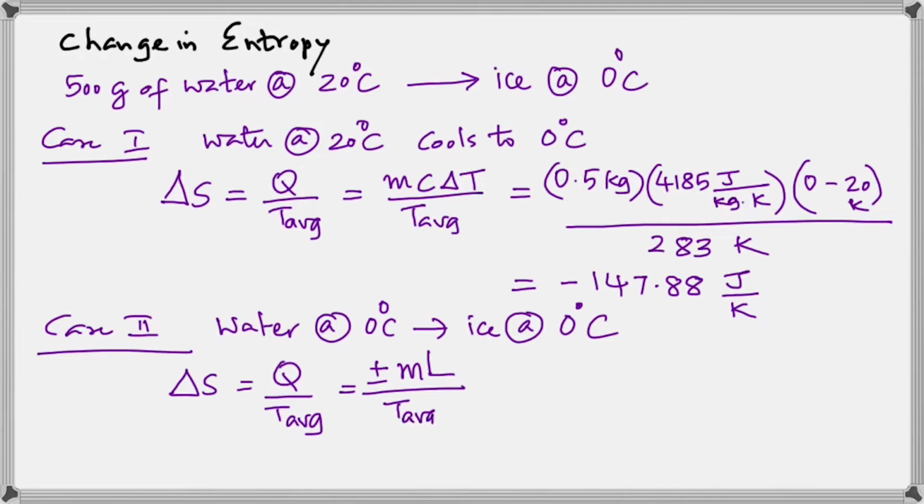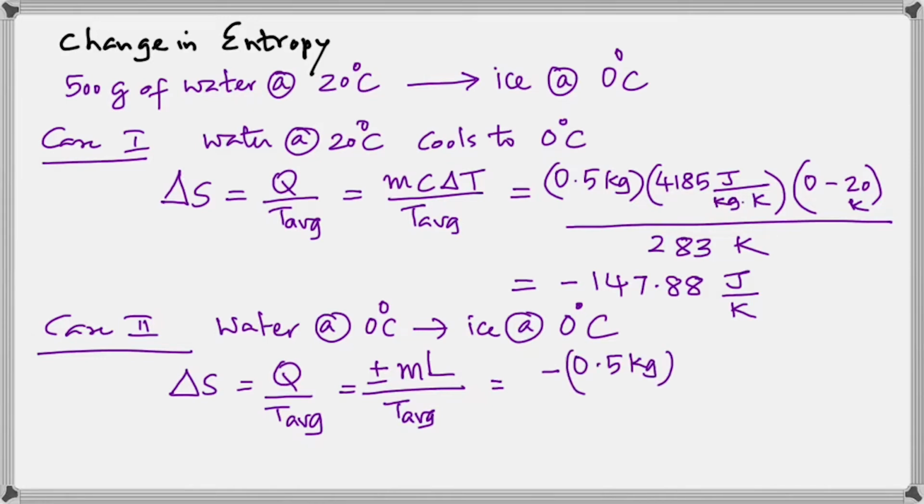Why? Because if you're removing heat, it's going to be minus. If you're adding heat, it's going to be plus. Tell me, to change water into ice, are you adding heat or removing heat? Removing. So you got to put a minus. The mass is, of course, 0.5 kilogram.